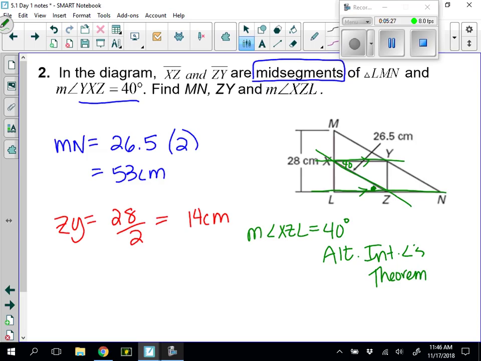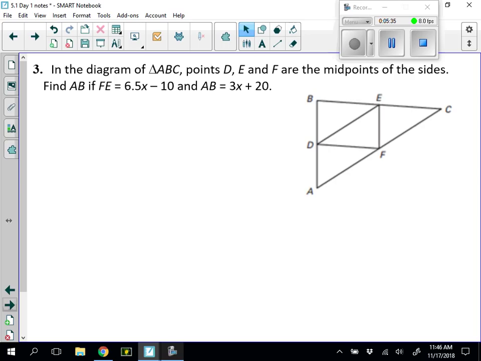So whenever we have parallel lines, we've got multiple transversals on here, we're going to be able to use some of that information. Okay, I'd like you to try number 3. I'd like you to pause this and read number 3 and try to apply this mid-segment theorem as you work to solve this out.